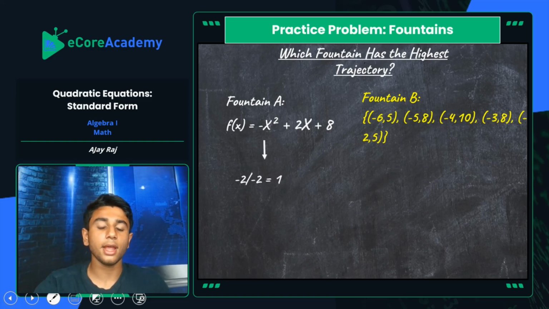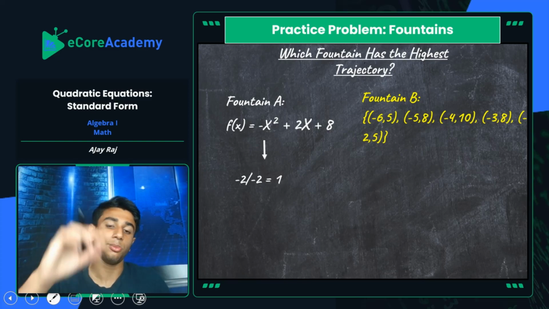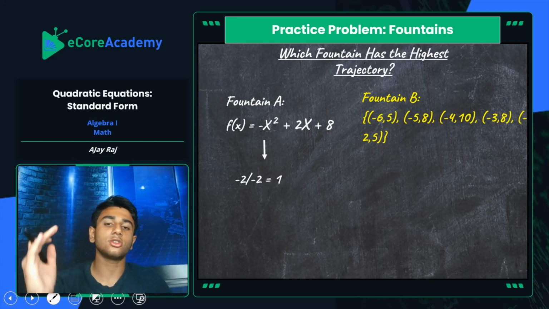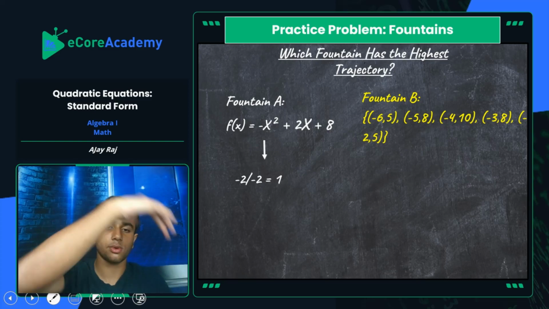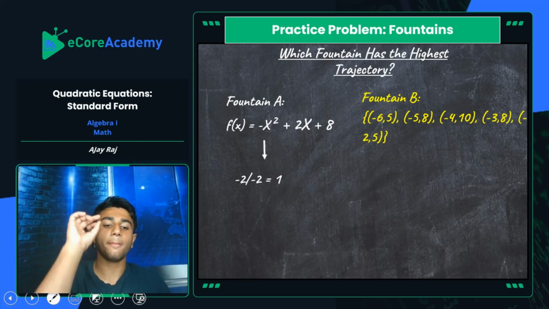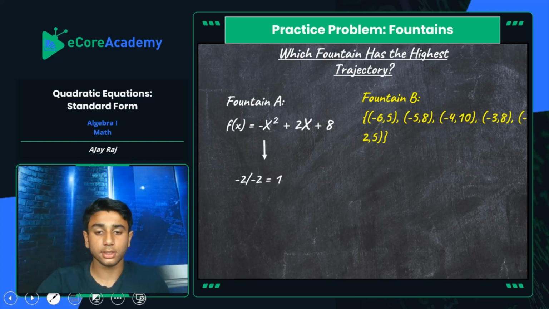So when it comes to fountain A, the first thing that we're going to do is, obviously, since we're trying to find out the highest point on the parabola, we want to calculate the vertex, the maximum. We know it's going to be a maximum point because this trajectory is a downward facing parabola. So we're trying to find the maximum point, which is also the vertex in this case.